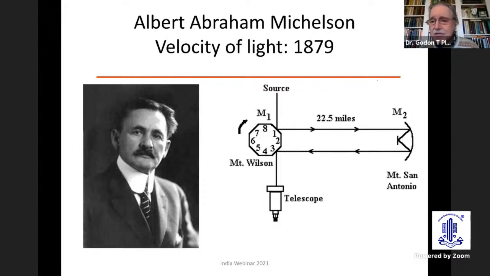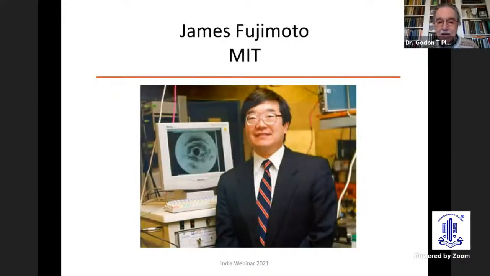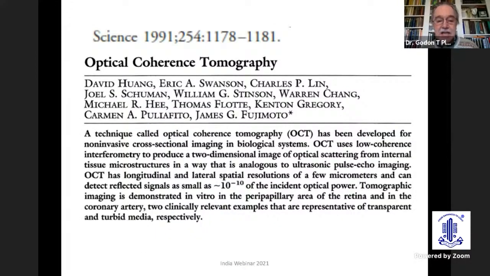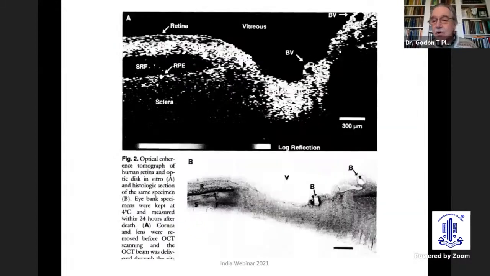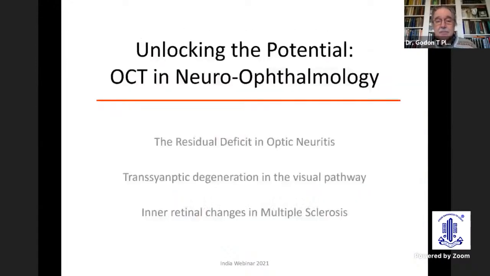So what is the relevance of Michelson? Well, it was Michelson's interferometer, which he developed to measure the speed of light, that was used in the first OCT machines. His equipment was 22.5 miles long. So it doesn't immediately sound very promising for ophthalmology, but here we have James Fujimoto, and that first time I ever saw an OCT back in 1991, there it was. It didn't look very promising, did it? But here we are now with all of these developments.